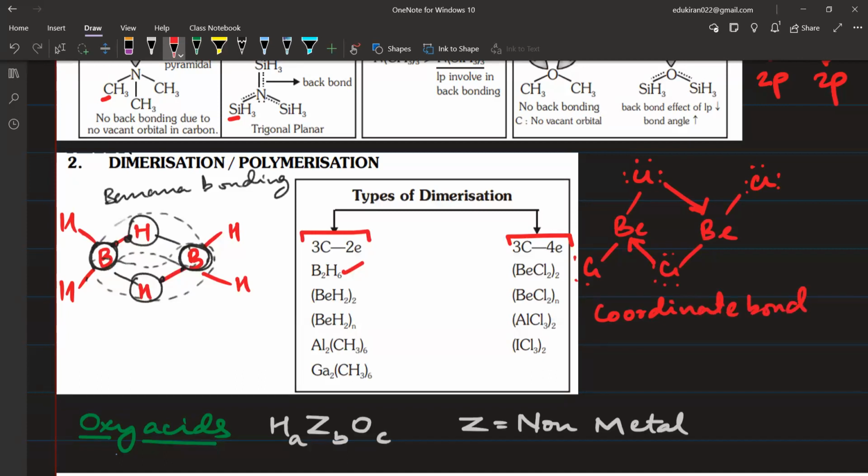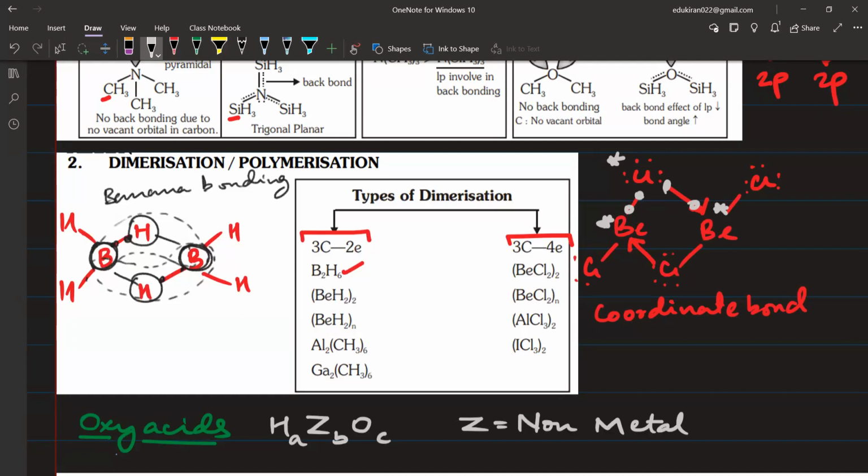Okay. This is the case of BeCl2, where you have 3 centers, and how many electrons? There are 4 electrons. How are there 4 electrons? Because what are the centers here? This beryllium is one center, this chlorine is another center, and this beryllium is another center. So we have 3 centered, and how many electrons? These are the 2 electrons, and then the dative bond is also having 2 electrons. So 3 centered 4 electrons and 3 centered 2 electrons. One is known as banana bonding, and the other is an example of coordinate bond.